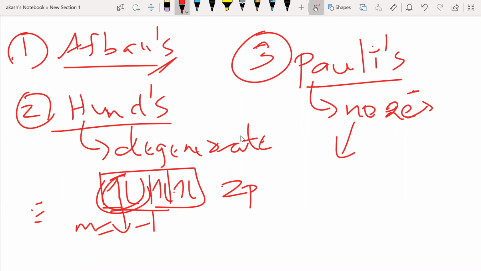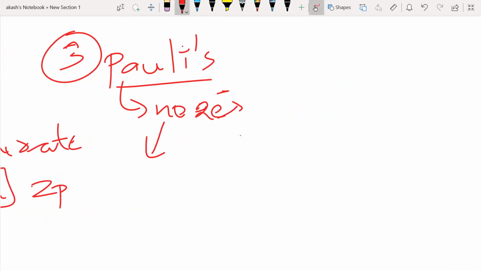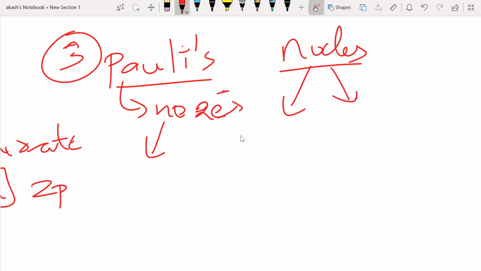Now there can be one more thing about the nodes. Nodes are basically the points where the probability of finding an electron is 0. When I say nodes, nodes are the points or the planes in which the probability of finding an electron is 0. You cannot find any electrons here. So there can be two types of nodes. One is what are called radial nodes. The next one are what are called angular nodes.